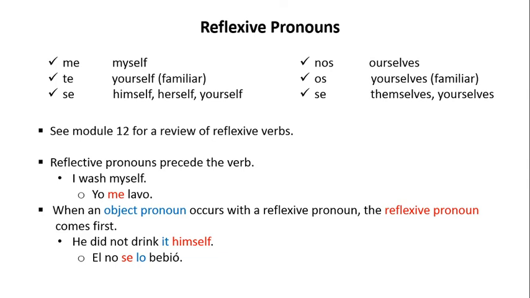Now, reflexive pronouns precede the verb. For example, I wash myself. Yo me lavo. When an object pronoun occurs with a reflexive pronoun, the reflexive pronoun comes first. For example, he did not drink it himself. Él no se lo bebió.